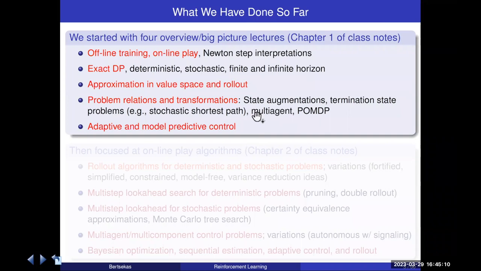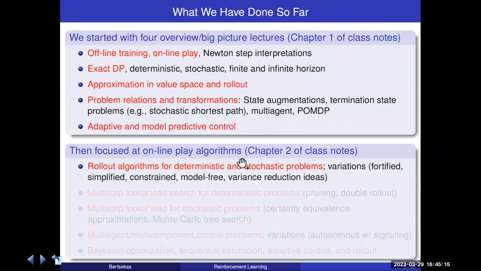Okay, so after these overview lectures, we went into some detail on online play algorithms in chapter two of your class notes. We started out with rollout algorithms for deterministic and stochastic problems and various variations: fortified rollout, simplified rollout, constrained rollout, model-free rollout for deterministic problems. For stochastic problems, we touched upon variance reduction ideas that have to do with efficiency in the sampling.